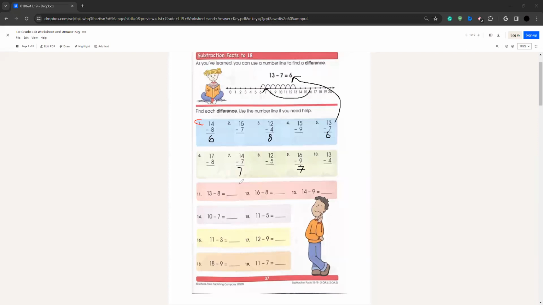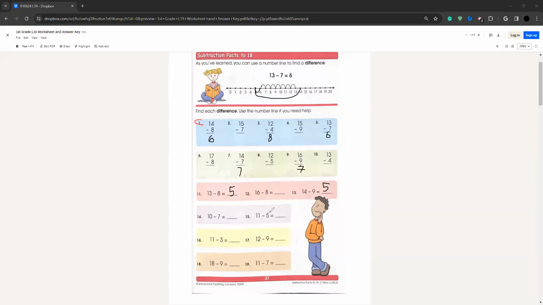Okay. Number 11, 13 minus 8. We see in this one, it's 13 minus 7. And if we do another one, because 8 is 1 plus 7, we get 6. When we minus 1 again, we get 5. Number 13, it says 14 minus 9. Let's go to 14, drop down 9, and then we get 5.